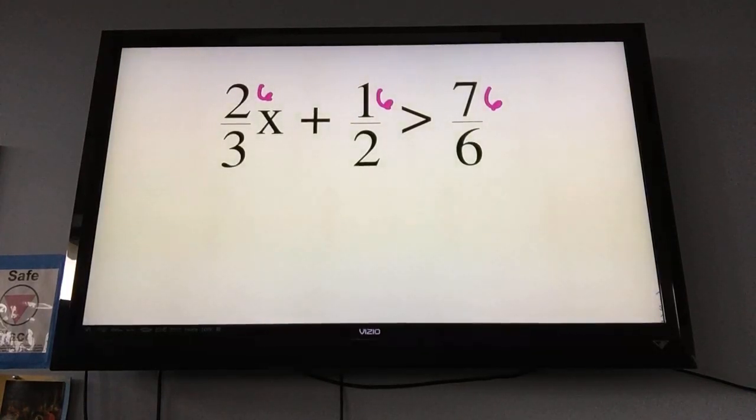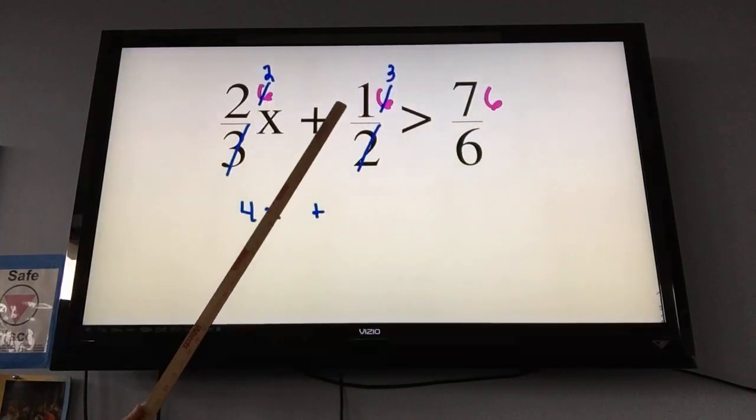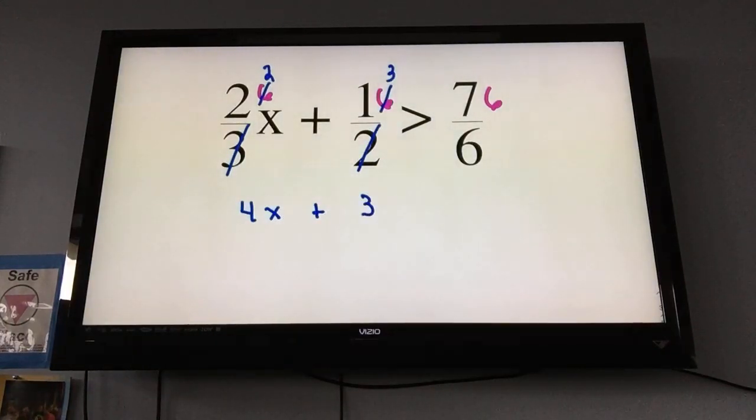All right, so one way, the way we've been doing is this. 3 cancels, divides into 6 2 times, and then I'm left with 2 times 2x, or 4x. And then 2 cancels, divides into 6 3 times, and I have left 1 times 3. Greater than 6 cancels with 6 completely, leaving me 7. Okay, so that's one way.